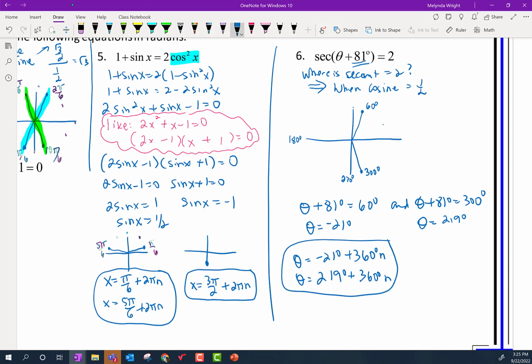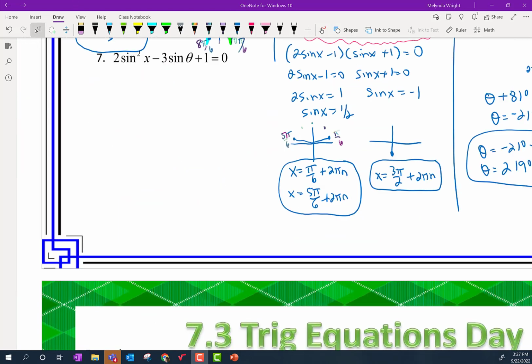All right, ladies, let's take a look at number 7. Yay. So look at number 7. That kind of looks like the other one that we did, right? With the squares. Okay, it kind of looks like that one. So what do we think we're going to do? Factor. We're going to factor.